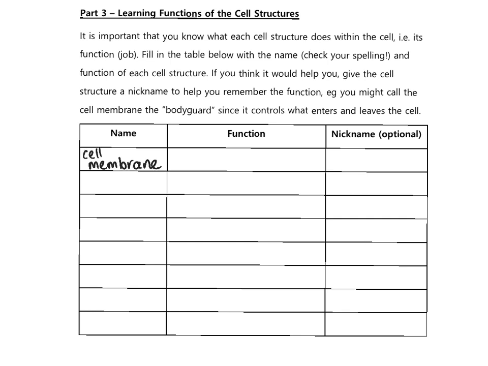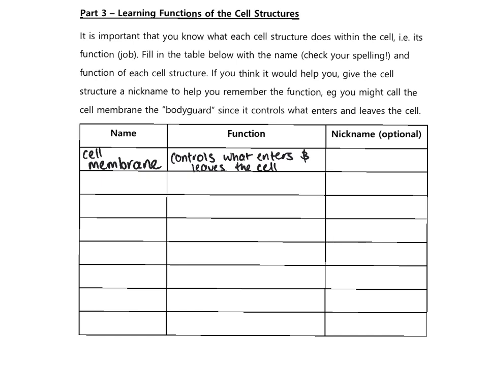So you can write it in any order, but you would write the name of the cell part first, just check your spelling, be really careful about that. Then you'd write the function beside it. So it controls what enters and leaves the cell. Use your table on page 4 to help you with this, but again, spend a bit of time learning the functions first and see if you can fill out this table from memory. And then you could give it a nickname.